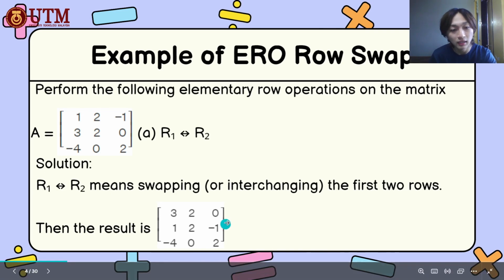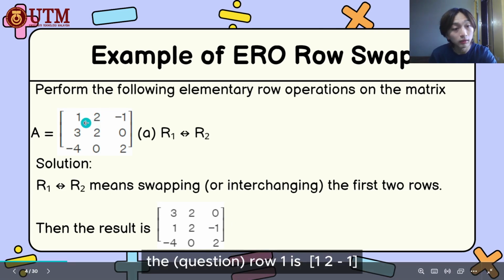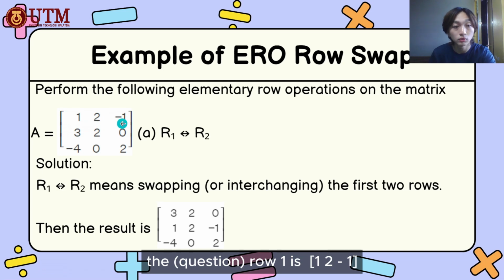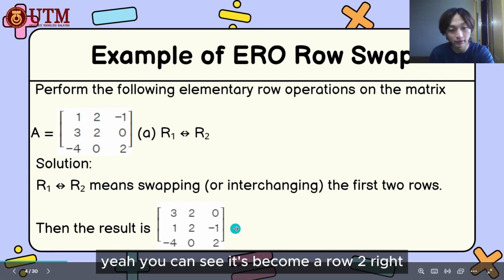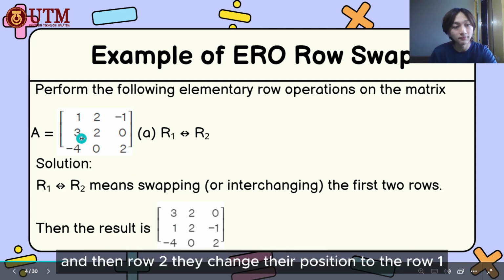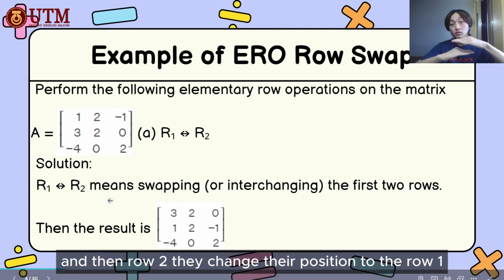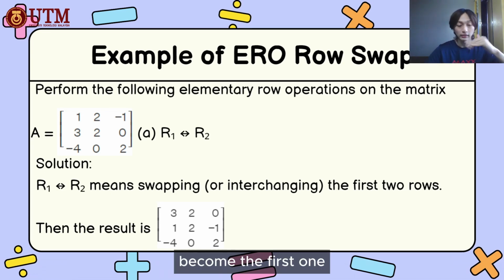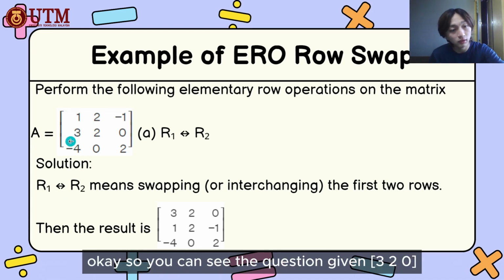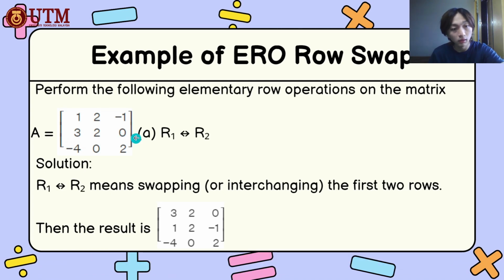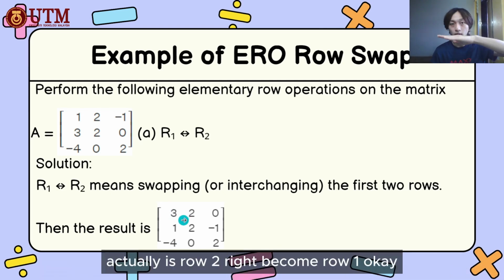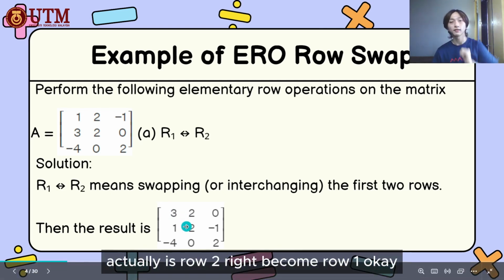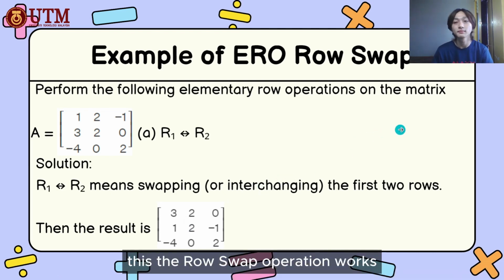So you can see in the answer, the row 1 is 1, 2, negative 1. It changed position and became row 2. And row 2 changed its position to row 1. So you can see the question given 3, 2, 0, but in the answer at the result it becomes the upper row. Actually, it's row 2 that becomes row 1. Okay, this is how the row swap operation works. Now we move on.